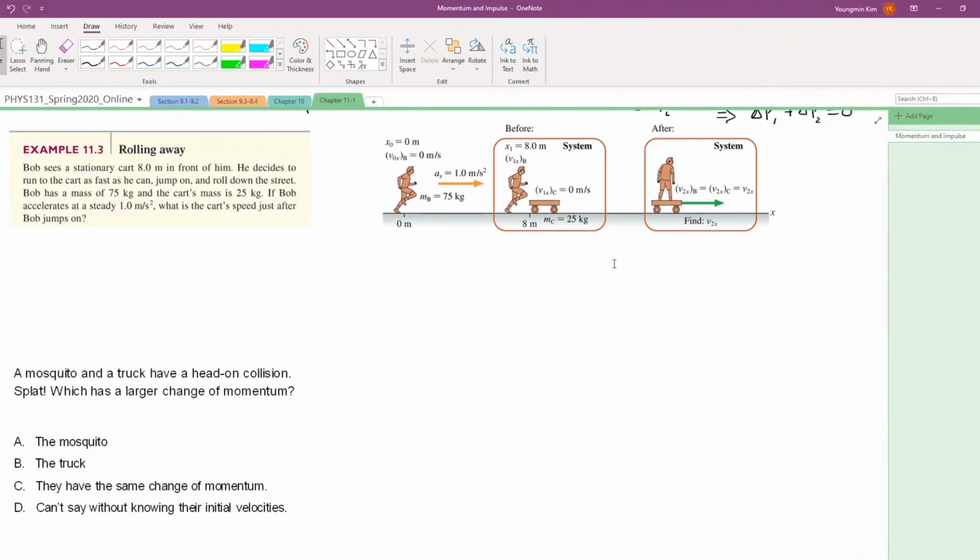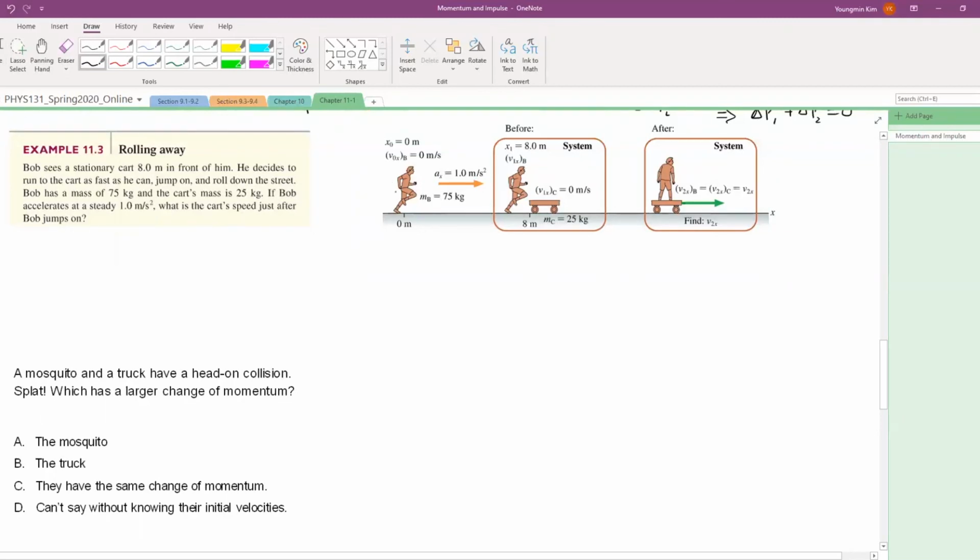Now that we derived the conservation of momentum, and now we understand where the results come from, let's use the products to solve problems. Example 11.3. Bob sees a stationary cart 8 meters in front of him. He decides to run to the cart as fast as he can, jump on and roll down the street. Bob has a mass of 75 kilograms and the cart's mass is 25 kilograms. If Bob accelerates at a steady 1.0 meter per second squared, what is the cart's speed just after Bob jumps on?